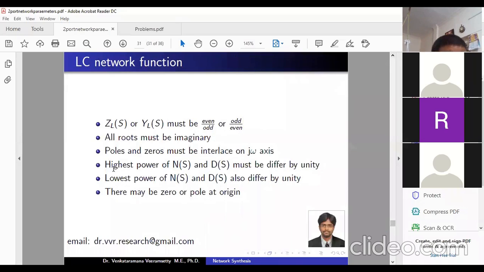So your condition is that all the roots must be imaginary. That condition is also satisfied. So what is remaining? The poles and zeros must be interlaced on the j omega axis. Poles and zeros must be interlaced on the j omega axis.